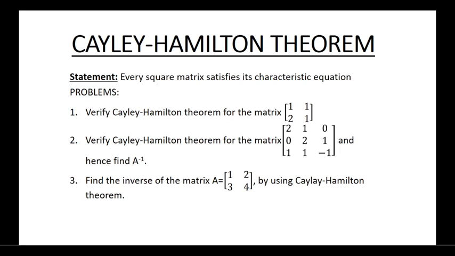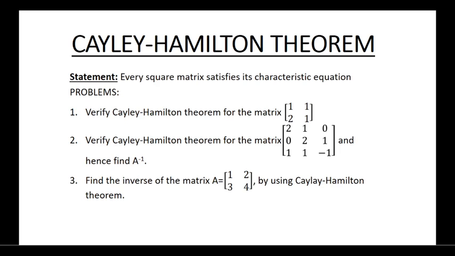That's why we say that every square matrix satisfies its characteristic equation, determinant of A minus lambda I is equal to 0. Based on that, we can say that the Cayley-Hamilton theorem is proved. So always remember, the Cayley-Hamilton theorem states that every square matrix satisfies its characteristic equation.